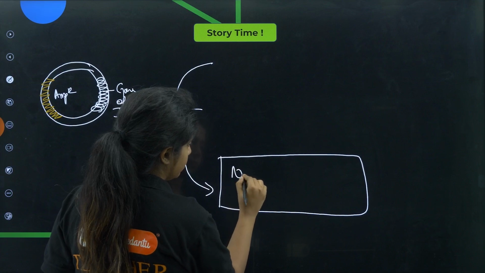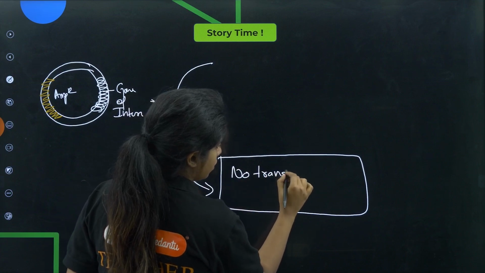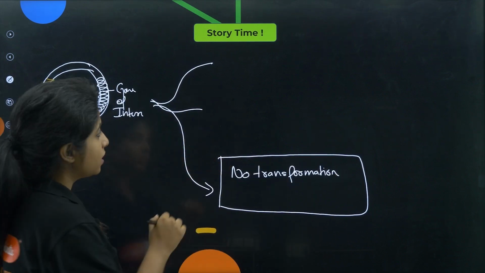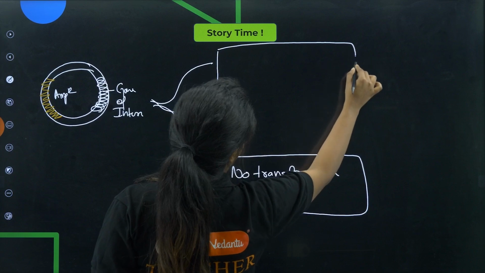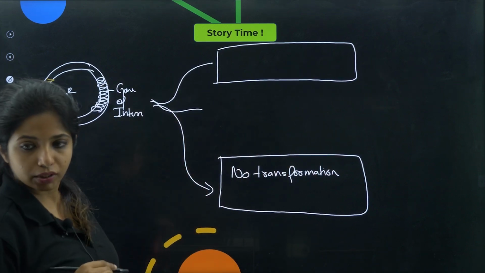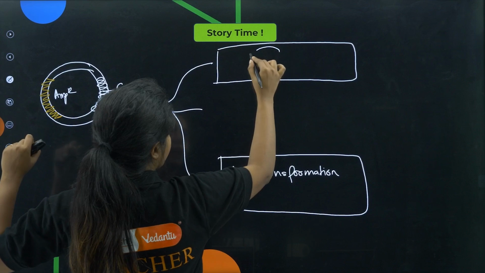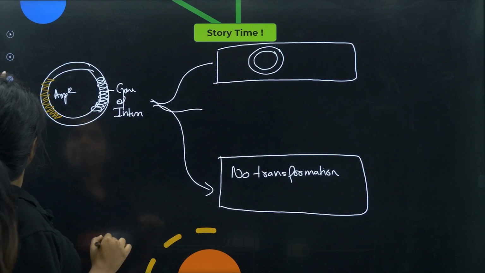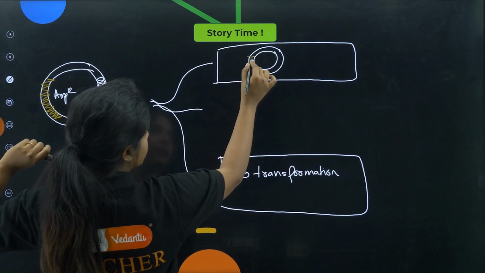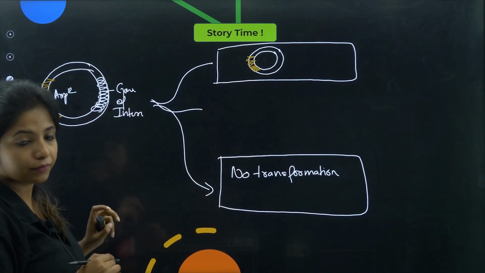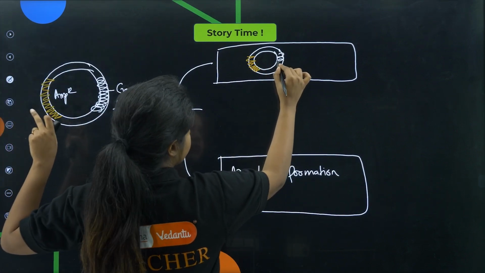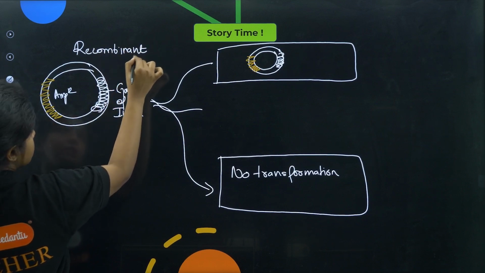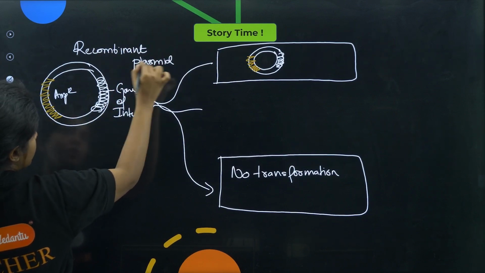So I'll write no transformation took place. Okay, second scenario is where I have this. Okay, this is also a host, and in this host I got my plasmid, okay, which had the ampicillin resistant gene and my gene of interest. Now this one you call recombinant, you call this a recombinant plasmid, my dear children.